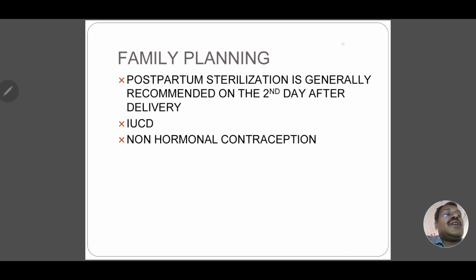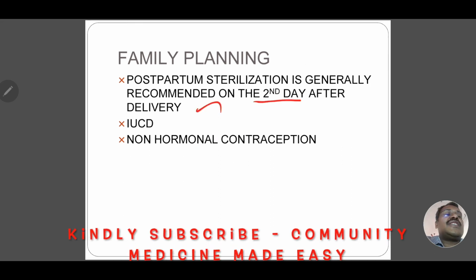And then lastly, regarding family planning, postpartum sterilization is advised on the second day after delivery if the woman is having more than 2 children. And then IUCD is advised after 6 months. Immediately after delivery, you cannot advise IUCD because the uterus will be soft. It can cause perforation. Immediately after delivery, it is hormonal contraception which is advised.